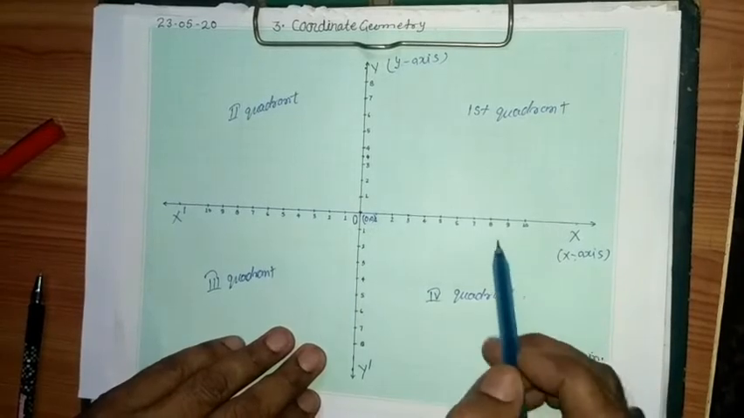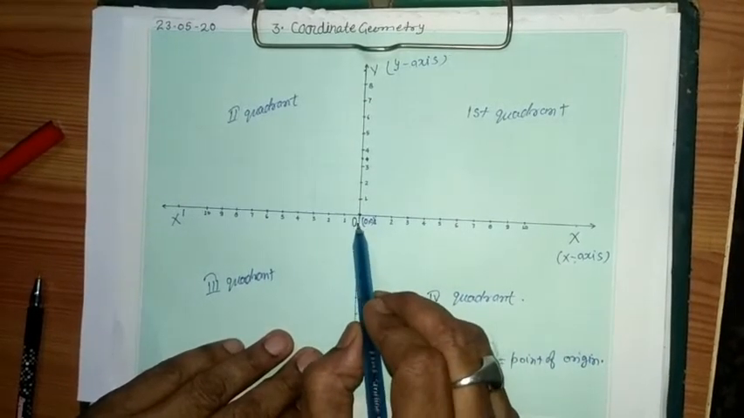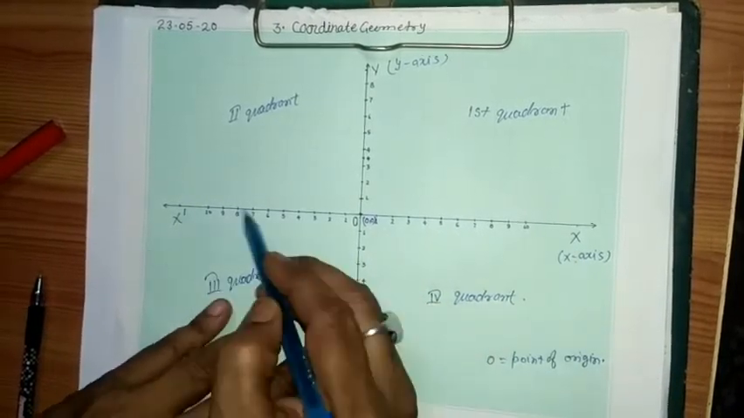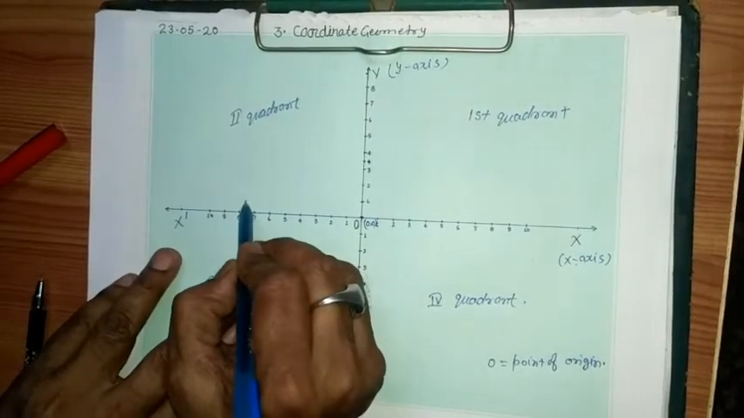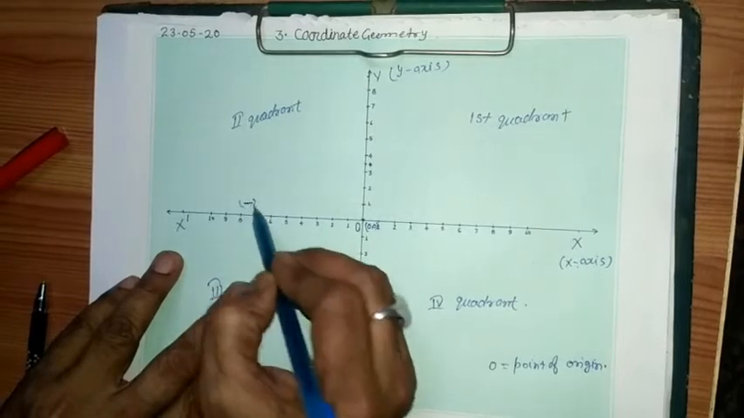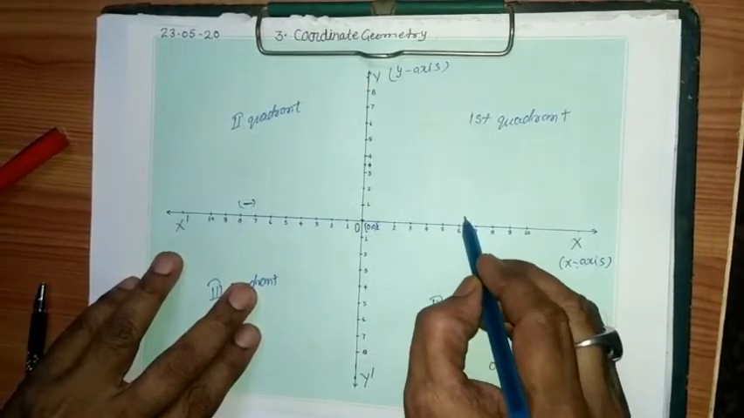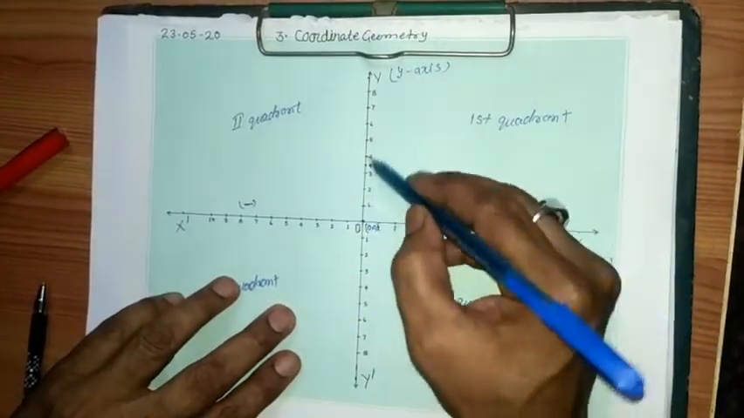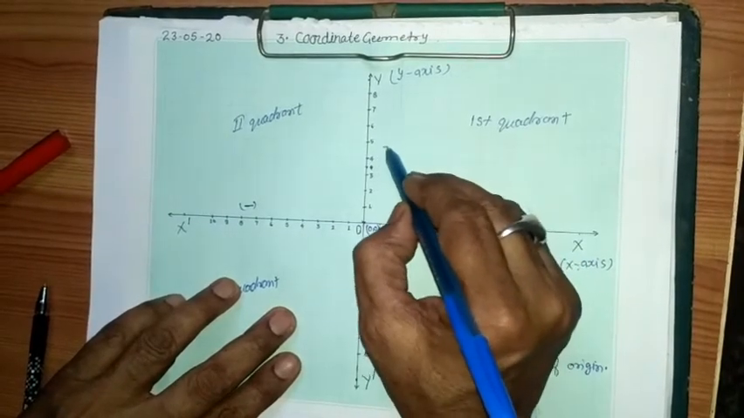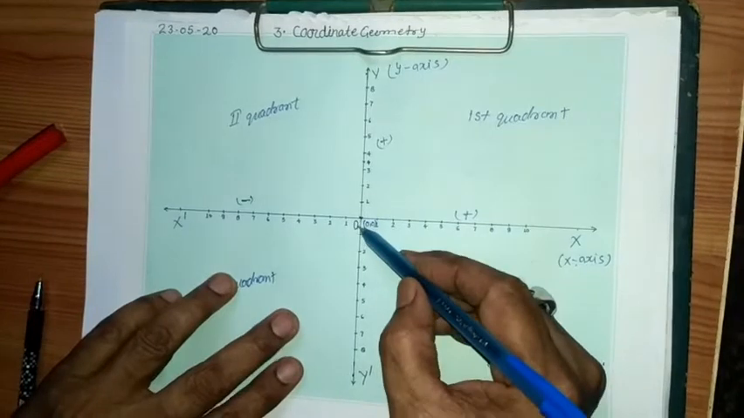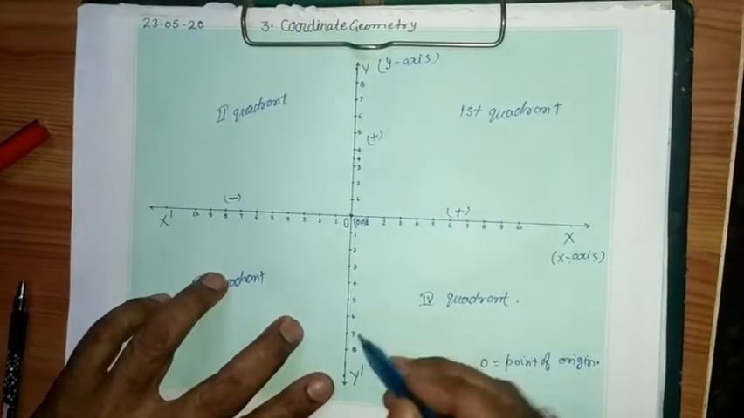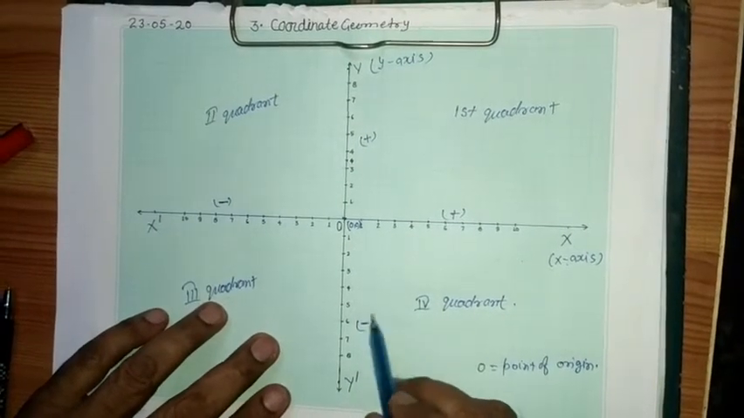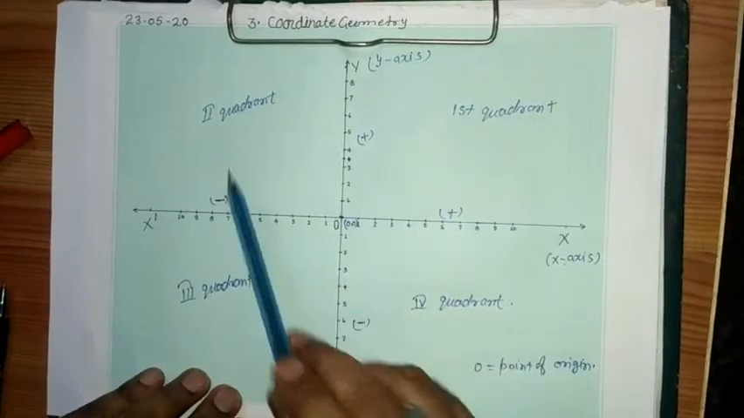Now on the x-axis, from the point of origin O, the left side is negative and the right side is positive. On the y-axis, above the origin is positive, and below the origin, toward OY', is negative. These are the four quadrants: first, second, third, fourth.